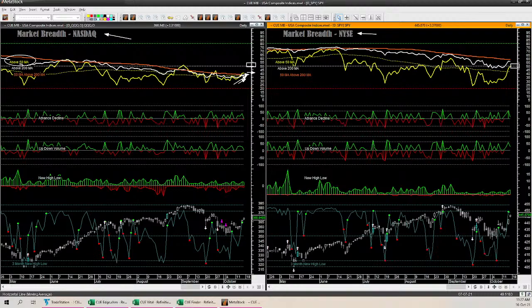So Nasdaq percentage of stocks above 50-day MA is around 41% level, but NYSE is around 50% level. So NYSE once again became stronger than Nasdaq. NYSE also in an uptrend for this percentage of stocks above 50 MA, yellow line in an uptrend, higher high, higher low, and above the average line and at the midpoint.